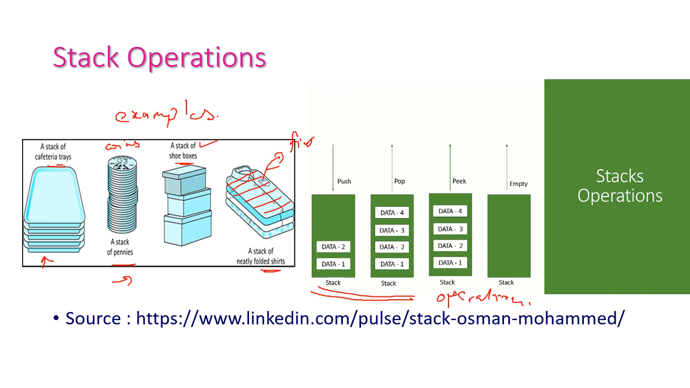So push means the data item will be inserted into the stack, that is called a push operation. And pop operation means the data will be taken out from the stack. Which data item will be taken out first? The item which is entered last will be taken out first. That is, a last in first out list is a stack.